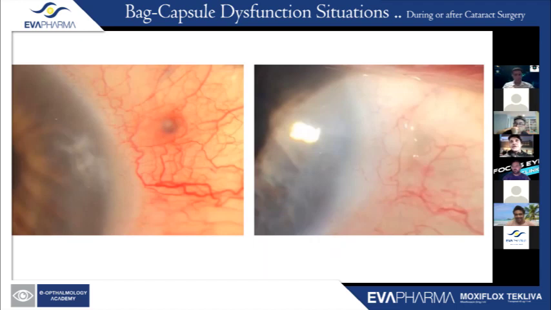Then how did you treat it, Dr. Canabrava? I used 7 days of moxifloxacin, and I went back to the operating room, and I cut this large flange and made a small one, and you can see the patient after the intervention.